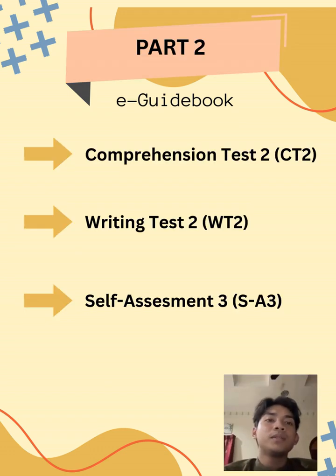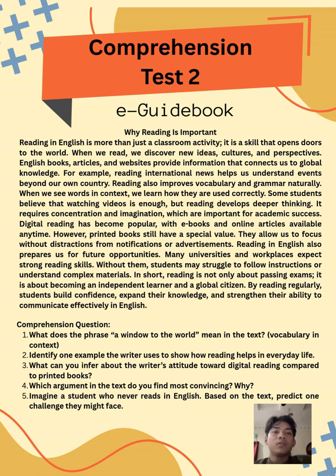This part 2 is a development task that focuses on skill improvement of students, which are comprehension test 2 and writing test 2. In this comprehension test 2, students read a more challenging text titled Why Reading is Important, and answer questions that test vocabulary in context, inference, and personal opinion. This directly supports the learning outcome of improving reading comprehension across text types.